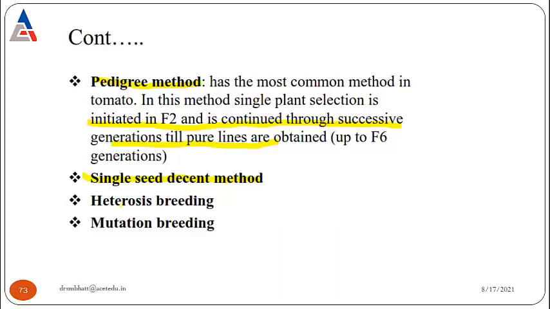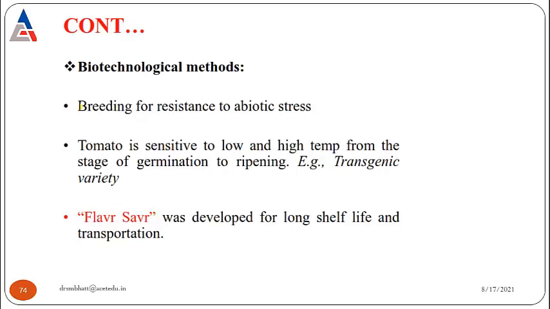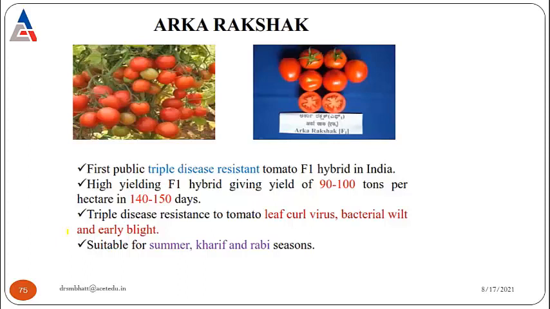And biotechnological methods are also available, and then breeding for resistance to biotic stress can be developed. Tomato is sensitive to low and high temperature from the flowering stage to ripening. So transgenic varieties can give good growth at high temperature. And there is a Flavr Savr variety developed for long shelf life, having a thick outer layer, and they are better for transportation.